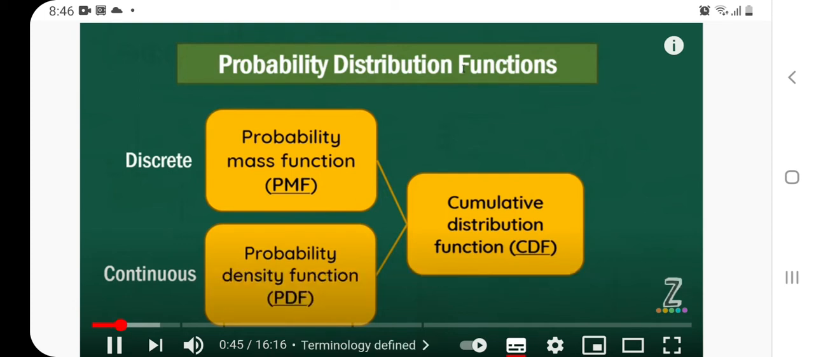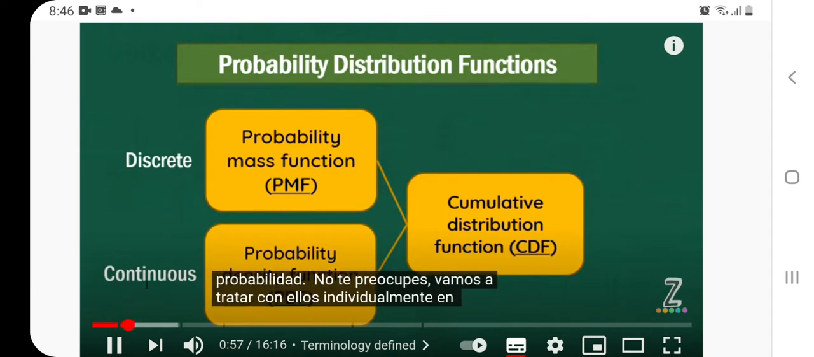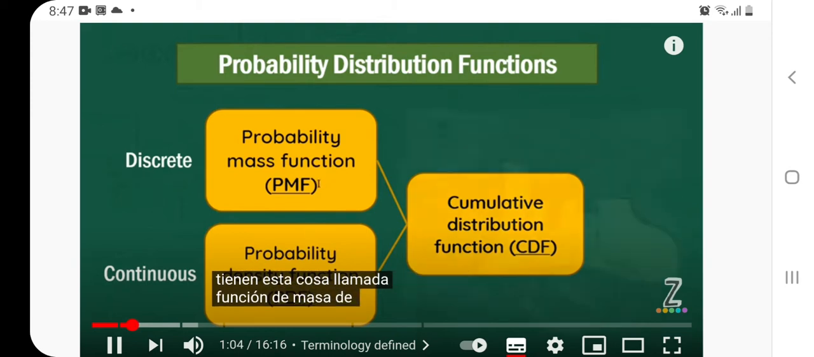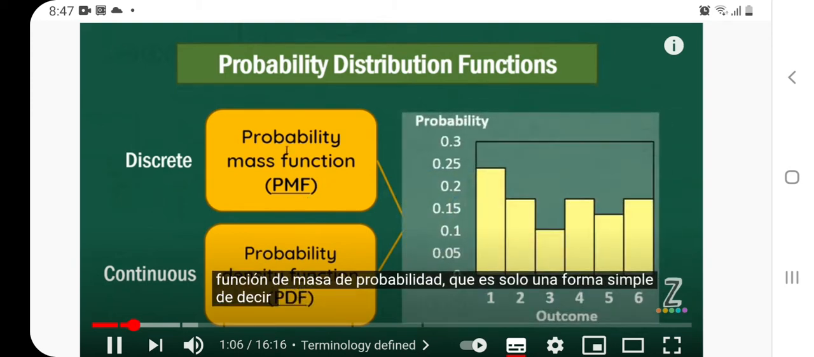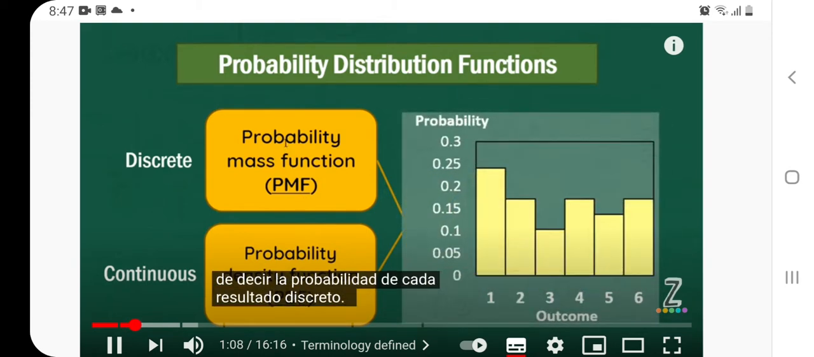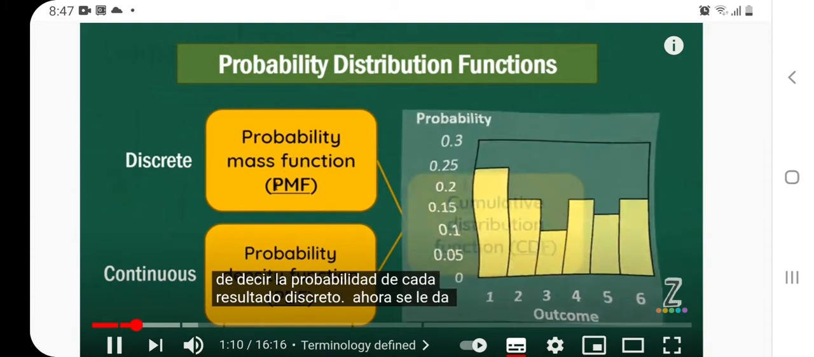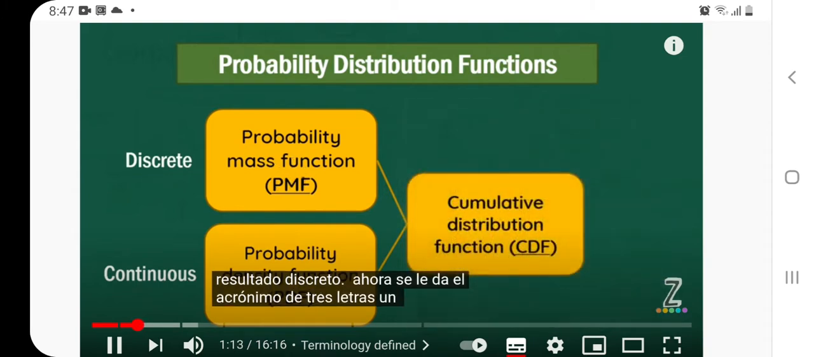Now, straight off the bat, I just need to get some terminology out of the way. Hopefully, if you're watching this video, you're familiar with the concept of discrete and continuous variables. If you're not, don't worry, we're going to deal with them individually in this video. But for discrete variables, they have this thing called a probability mass function, which is just a simple way of saying the probability of each discrete outcome. Now that's given the three-letter acronym PMF that you might see around the place.